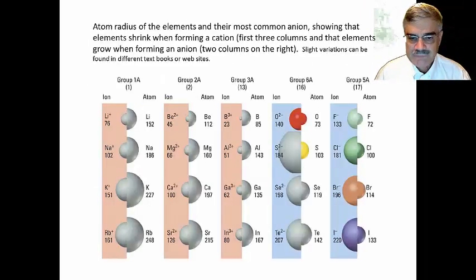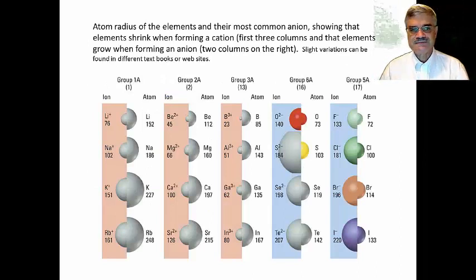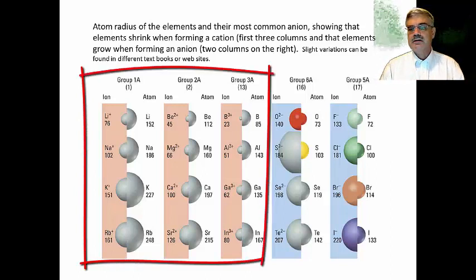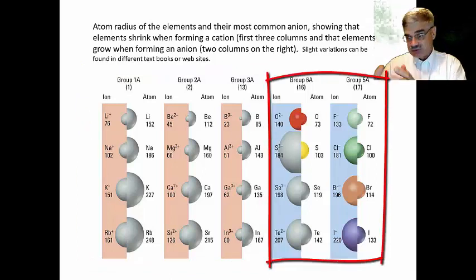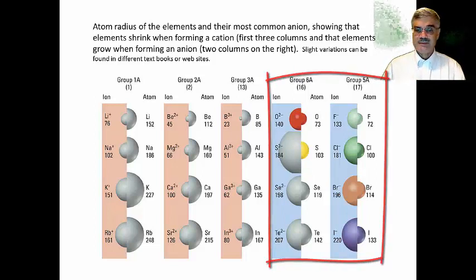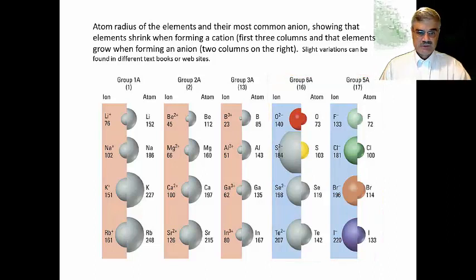Now this graph shows several examples of how cations, which are on the left, the ones that are more gray, get smaller or shrivel up when they lose electrons, whereas elements that become anions, the two rightmost columns, swell up or become larger when they gain electrons to become anions. So you can look at a few examples. Lithium goes from 152 picometers to 76 picometers. It gets small. Sodium, 186 to 102.